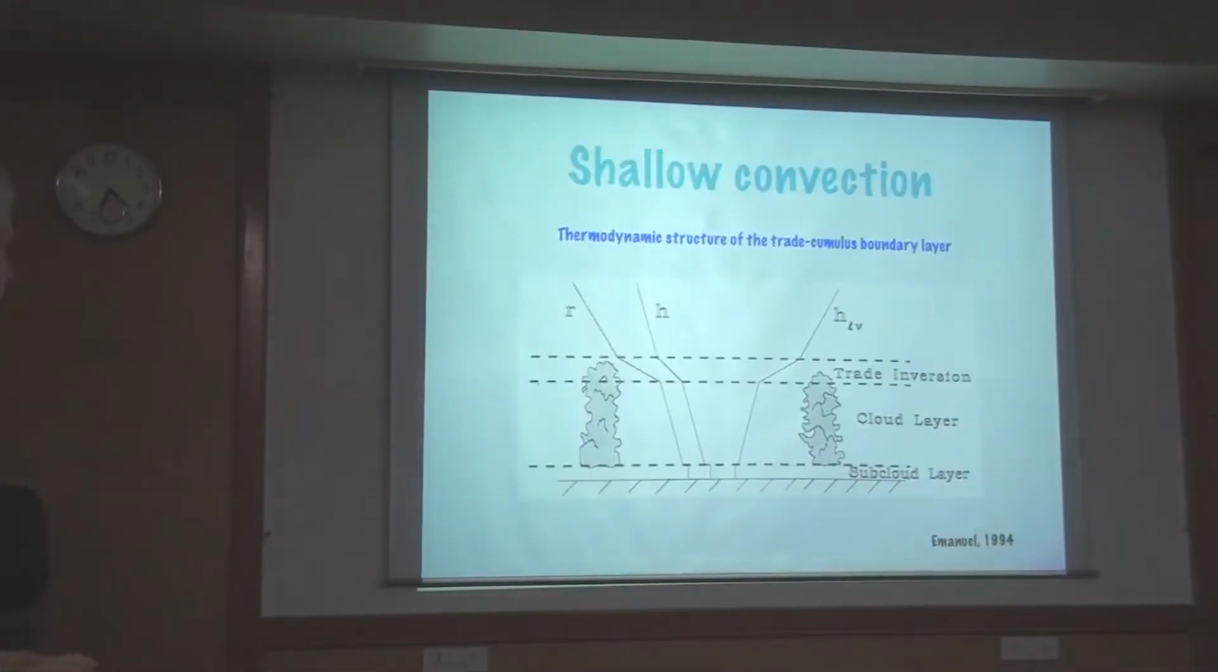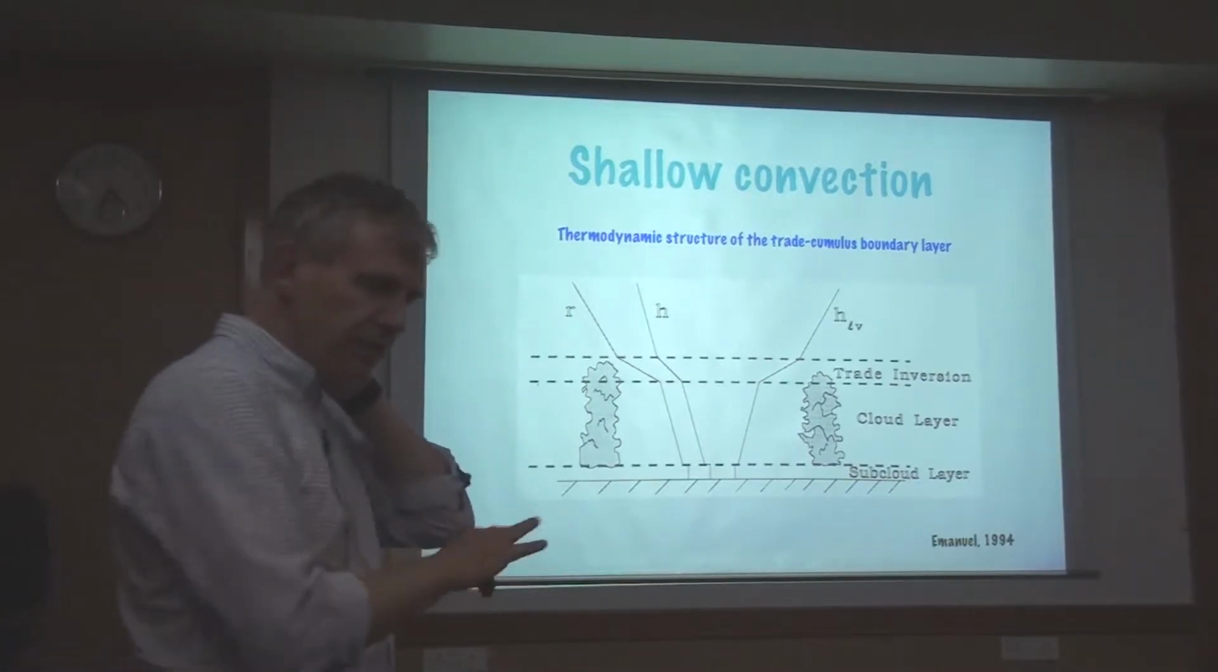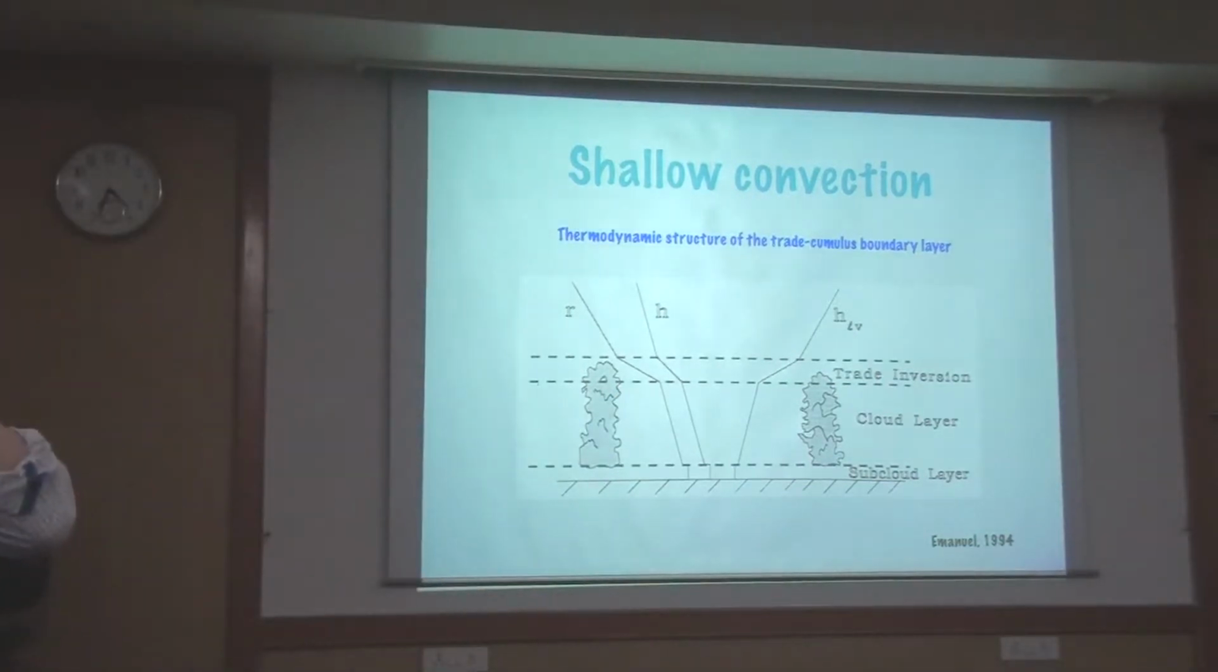Another equilibrium that one needs to consider, and it's very different, is the one that shallow convection is in. Okay, so shallow convection is often in an equilibrium. The trade wind regions are one of the most stable regions on Earth with very little variation.